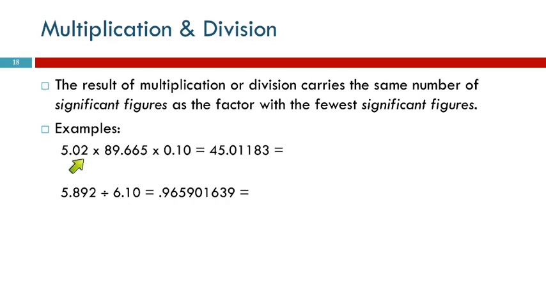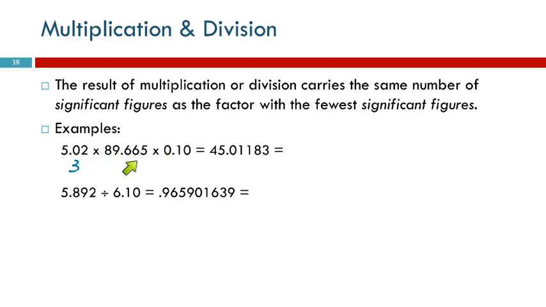So in this example, 5.02 times 89.665 times 0.10, your calculator is going to give you something like that. We need to decide where that should be rounded off. We're going to look at the number of significant figures in each of the things that we multiplied. So we look at this first number, 5.02. How many sig figs? 3. The trapped 0 is counted.